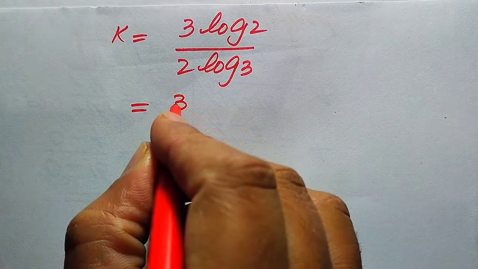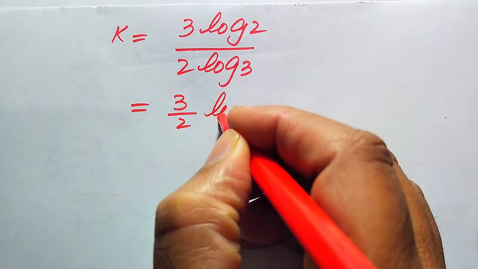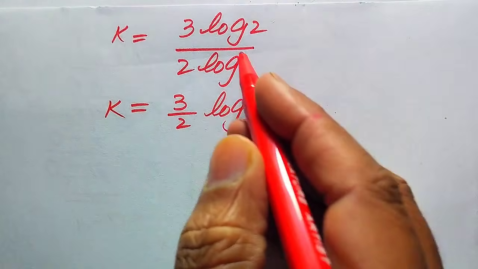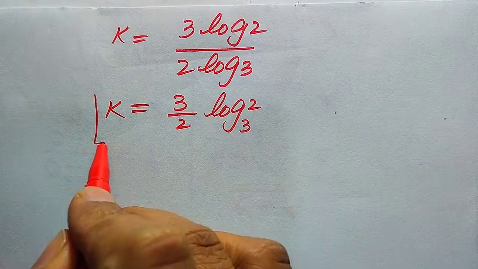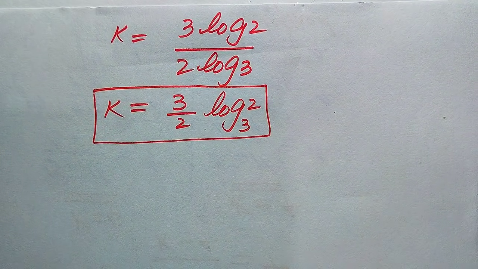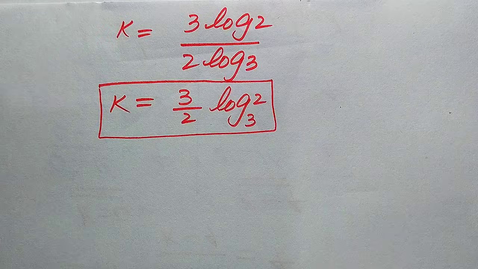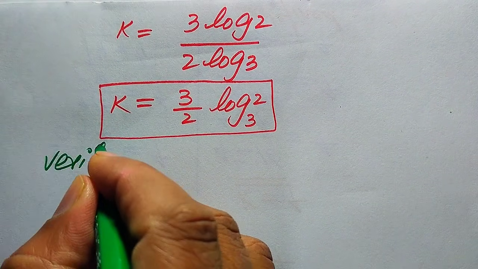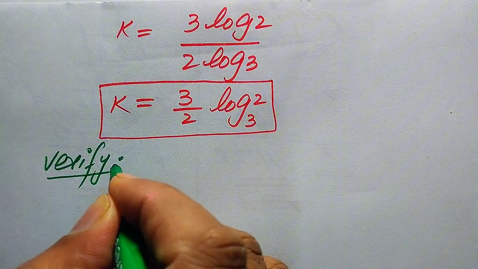So we have 3 over 2 times, we write this term as log of 2 with base 3. We combine both of these two terms by using the property of log. So this is the final answer of this problem. And now in the next step we need to verify whether this value of k is the solution, or whether this value of k is an extraneous root.